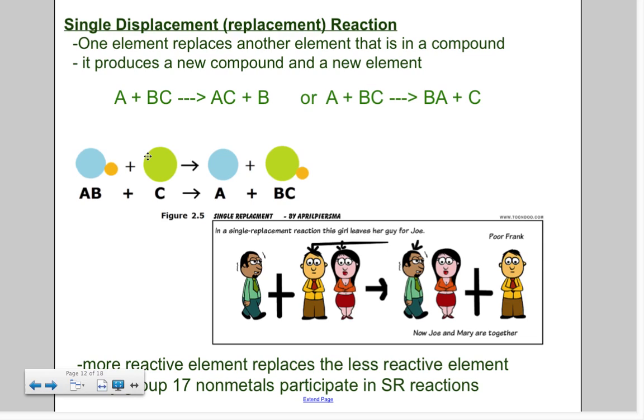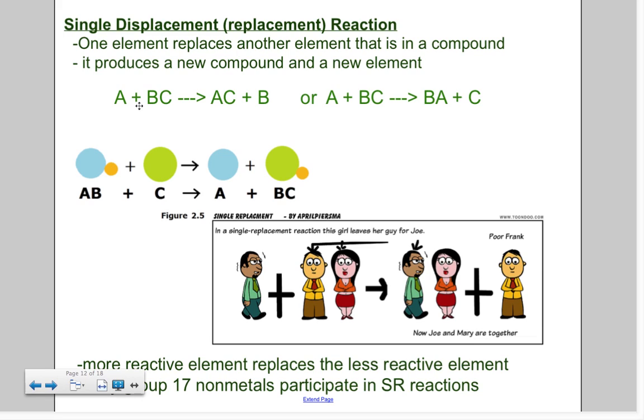Okay, this is a video for the second part of chapter 14, and it starts with single displacement reactions and then goes into double displacement reactions. The first one that we'll start again in class tomorrow is one element replaces another element that's in a compound. So this is single displacement. The key here to remember is that it produces a new compound and a new element.